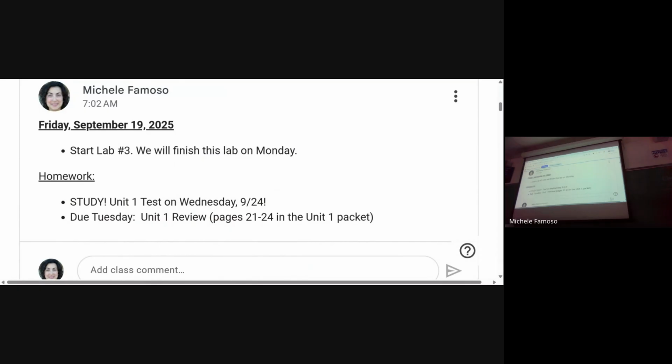So what is your homework for next week? You want to work on finishing up the review packet for Tuesday, pages 21 to 24 in your Unit 1 packet. On Tuesday, we'll go over the review. Wednesday, we take our tests. On Monday, we are going to finish this pendulum lab and then start Unit 2. We're going to actually start real physics on Monday. Okay?